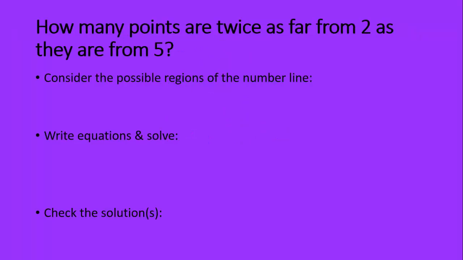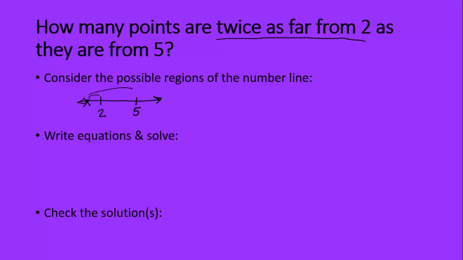This one's really interesting to think about. How many points are twice as far from 2 as they are from 5? Well, let's consider the possible regions on the number line. So here's 2 and here's 5. Is it possible for a solution to be over here? Remember, we're looking for a point that is twice as far from 2 as it is from 5. This one's closer to 2 than it is to 5, so that's not possible.